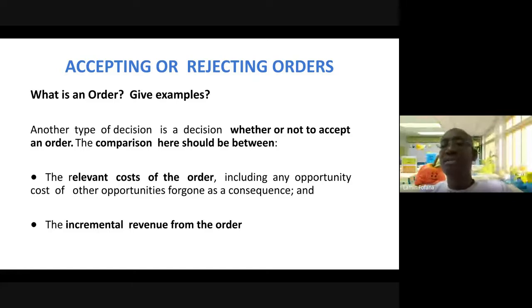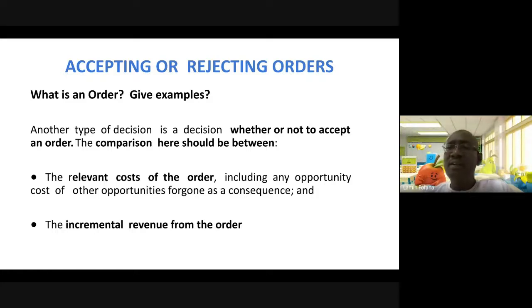Let's say the CEO went to the accountant and said, okay, you need to help us, because we have to do some calculation to know whether, in actual sense, this will be acceptable, or this will be profitable. So what the accountant will do is look at the relevant cost of the order and compare it to the incremental revenue from the order.